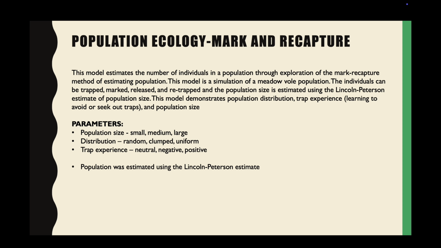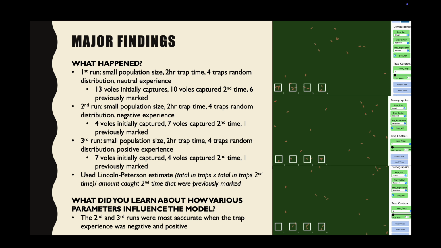For the second model, I chose mark and recapture, the same as the first one. The parameters are population size, distribution, and trap experience. And this one is again using the Lincoln-Peterson estimate. So each run had the same population size, trap time, the same amount of traps, and the same distribution, but they each had a different experience. The first one was a neutral experience, the second was a negative, and the third one was a positive experience.